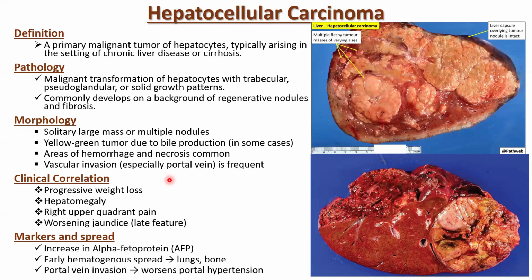So we talked about liver cancer that will be appreciated by increasing markers of liver cancer, such as alpha-fetoprotein. It can spread through blood to the lungs and bone. It can also spread to the portal vein, which worsens the portal hypertension.